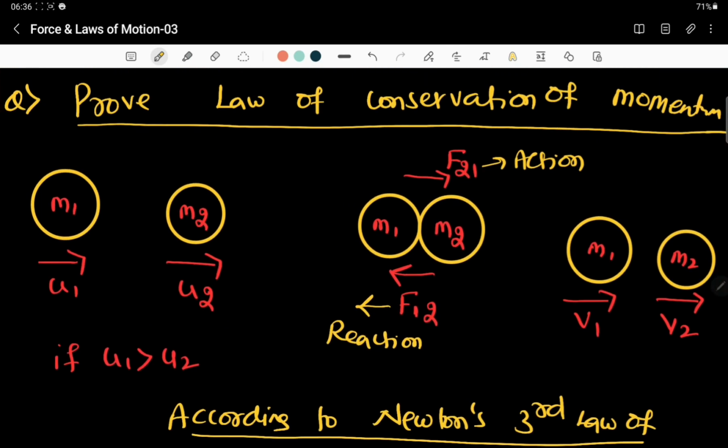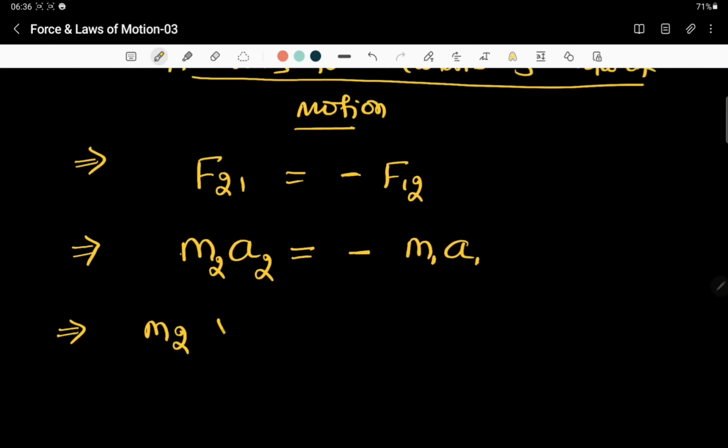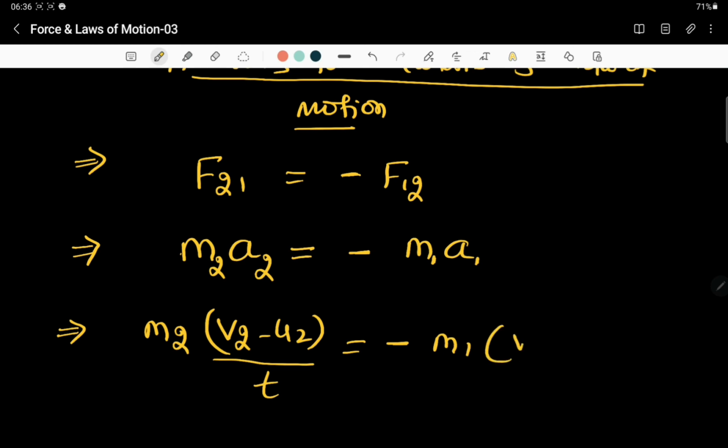A2 is the acceleration of the second body. What is the acceleration of the second body? Look at this, v2 minus u2, and let us assume they collided and this collision has happened for time period t. So a2 becomes v2 minus u2 divided by t, and that is equal to minus m1 will be there. And a1, the acceleration of the first body, becomes v1 minus u1 divided by t. I hope everybody is understanding what is being said here.